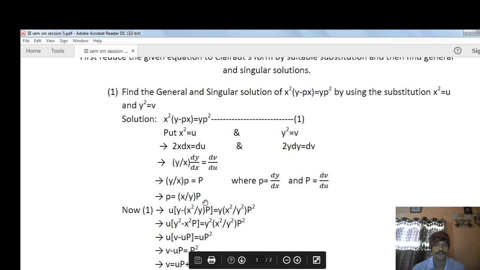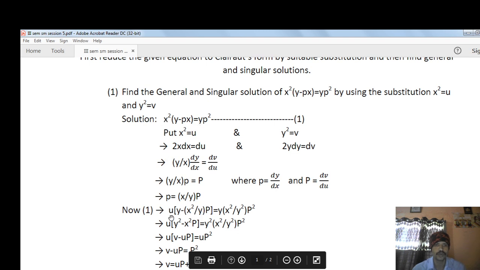What I have done is, I convert the derivative small p, which is dy by dx, to the derivative capital P, which is in v and u. Now by using these transformations in the equation 1, the equation 1 completely converts to u and v. Let me explain how this happens.